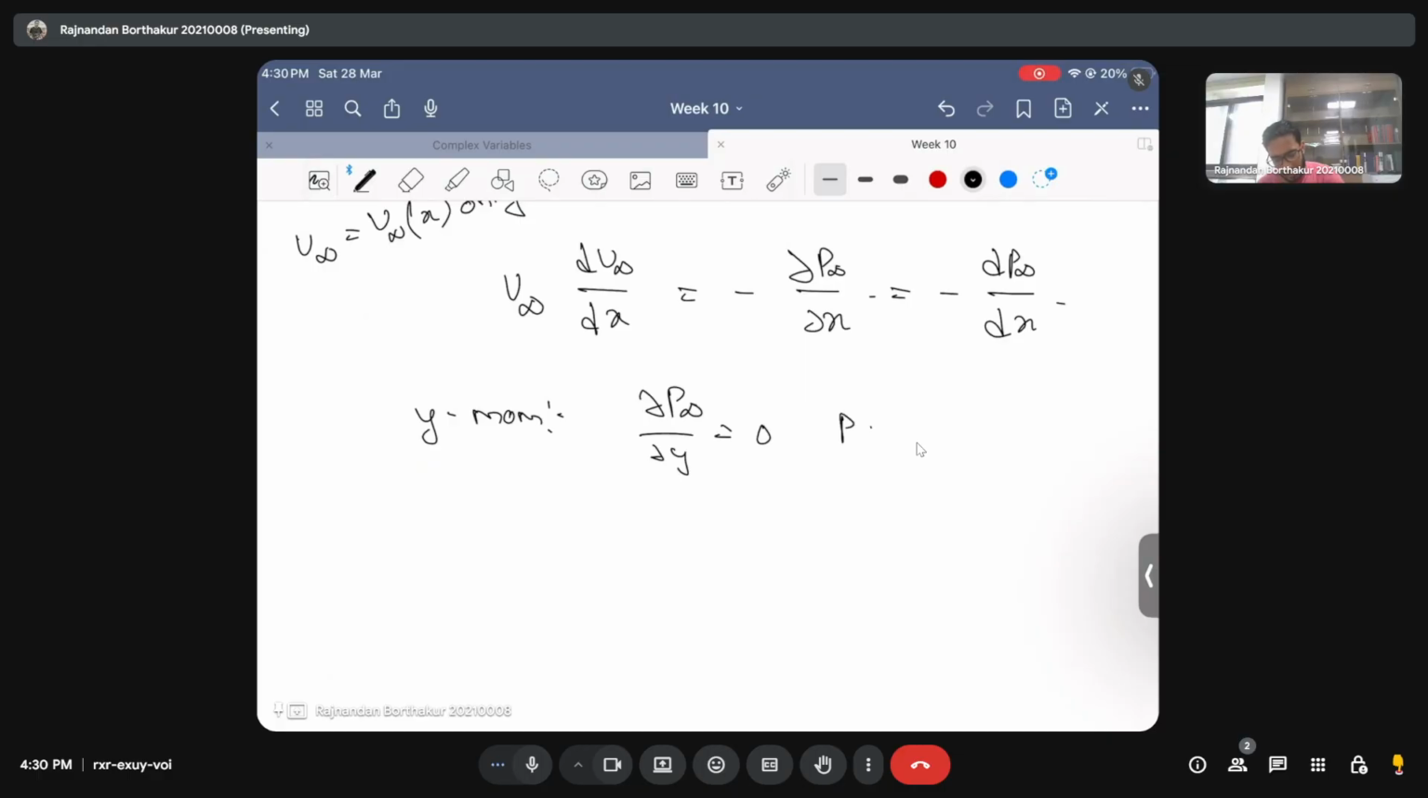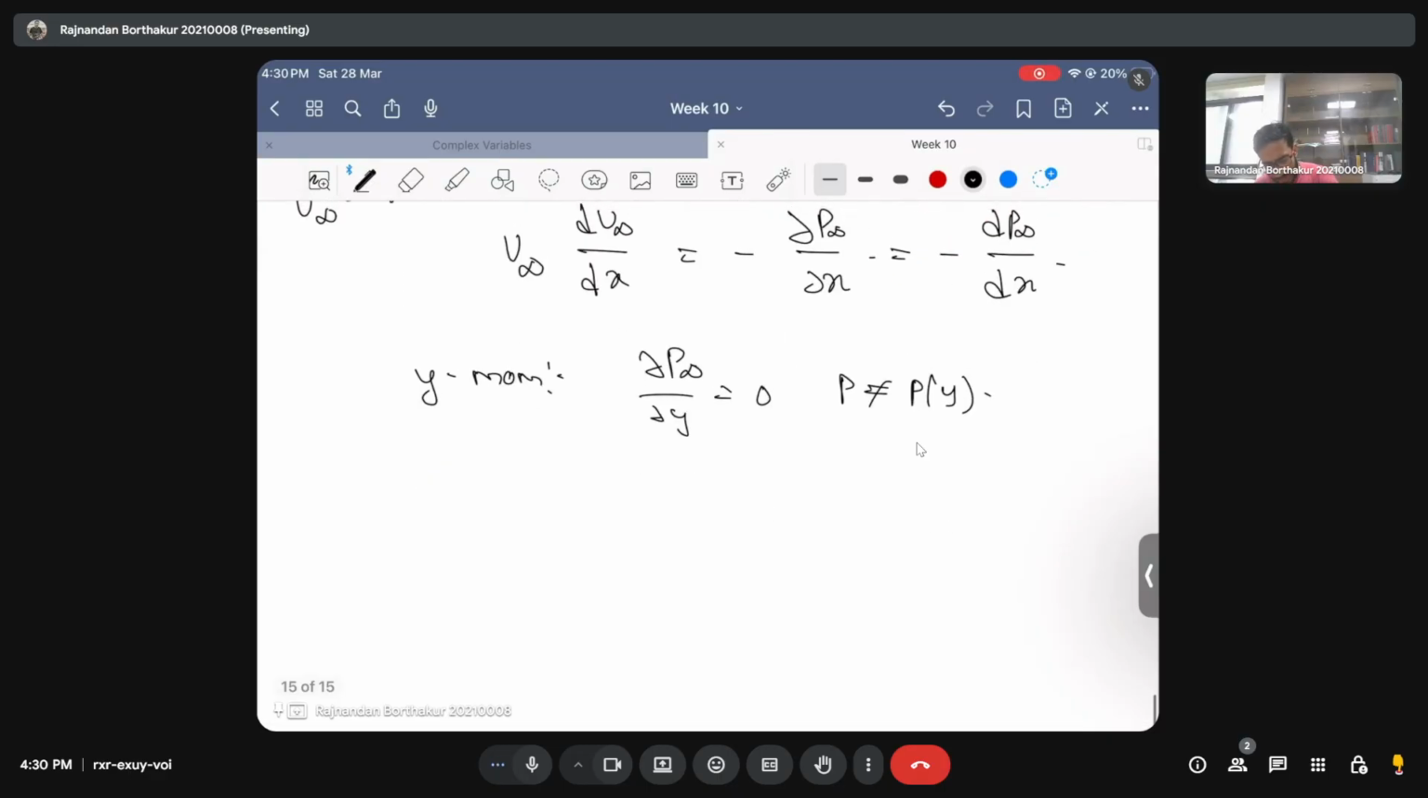Okay. That means p is not a function of y here. Which means that my x momentum equation outside the boundary layer simply boils down to u infinity du infinity by dx, which is equal to minus dp infinity by dx. Now, for flat plate, we know this is important.